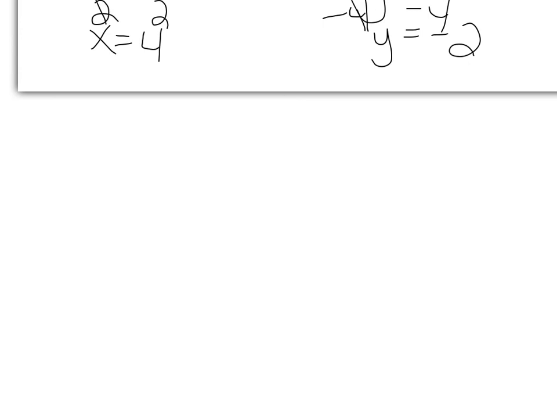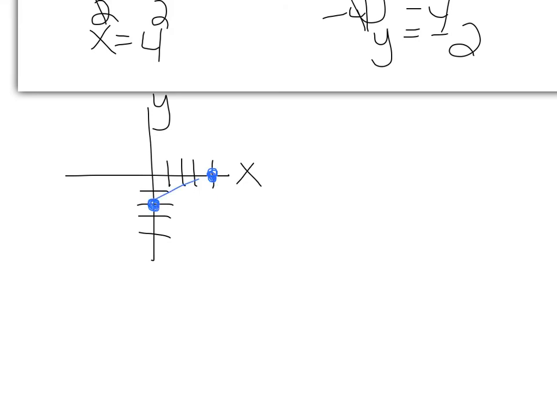So I'm going to graph that. X is at 4. Y is at negative 2. Connect them. There's your graph.